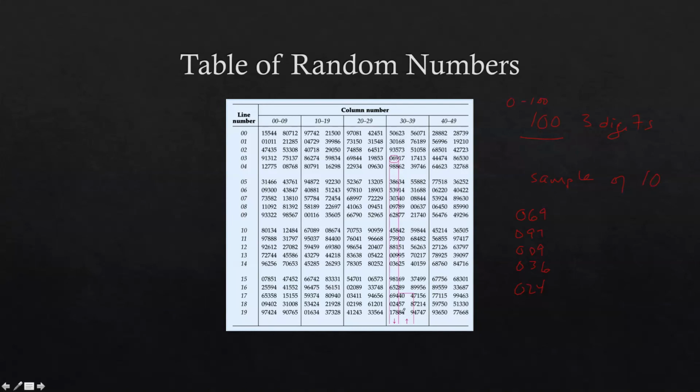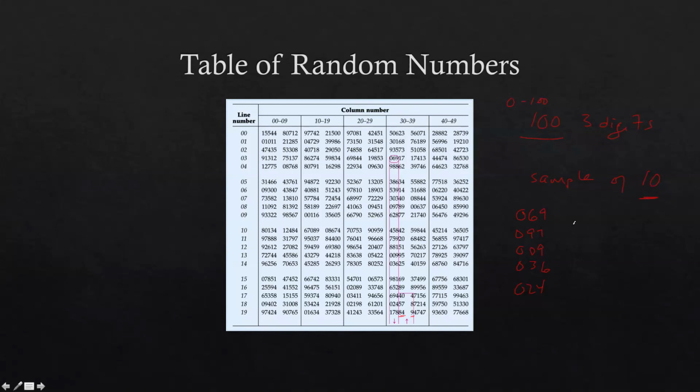Now, when we come back up, notice we're using 3 digits here. So it's 84 and then 9, so that's 849. We have to use 1 digit from the next column to get our 3 digits. So go back up. And you would continue to go up and down the columns until you found 10 samples that were within 0 to 100.